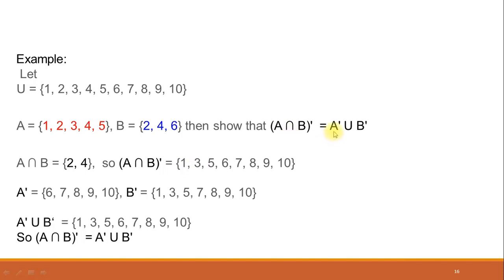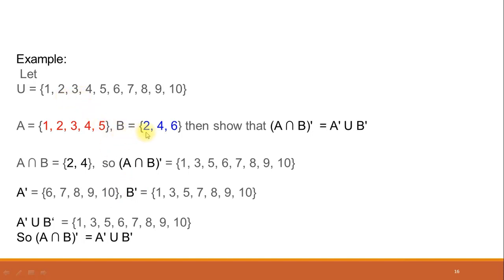Now for the right hand side, first of all find A complement. A complement means subtract set A from the universal set. Cancel all these elements 1, 2, 3, 4, 5 from the universal set, and the remaining elements are 6, 7, 8, 9 and 10. So the A complement set contains the elements 6, 7, 8, 9 and 10. Similarly, for the complement of B, subtract set B from the universal set.